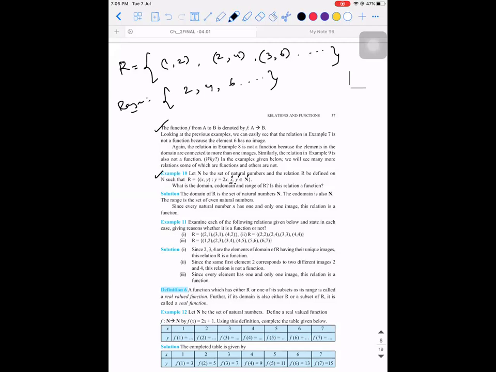Yes, sir. It is a function. Yes, it is, because the first element in the ordered pair is not the same for any two pairs. So it is a function. Okay. Next one. Let's do the 11th one. Examine whether the following relations given below are functions or not, stating reasons in each case. So you people do it.